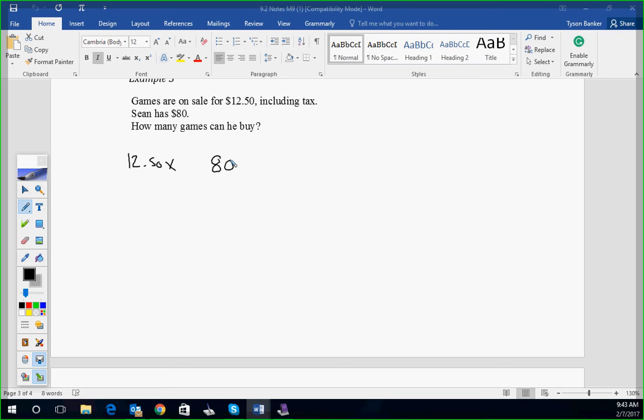Less than or equal to. Right. He can spend less than or equal to $80. He has $80, so there's a range of how many games he can buy. Okay, so if we divide this by 12.5, what's 80 divided by 12.5? It's going to be a decimal. 6.4.